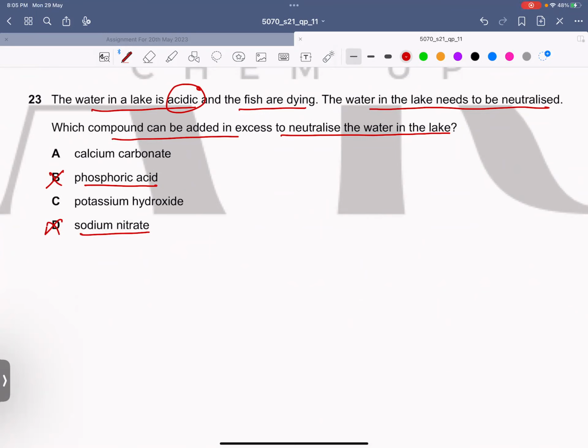Yeah, the solution gets alkaline with an excess of alkali, so C goes wrong. Calcium carbonate is insoluble, so the only thing being consumed is the amount of acid present in the lake. As soon as the acid is consumed and the lake gets neutralized, the rest of the calcium carbonate stays undissolved. So that's why A is the correct answer over here.